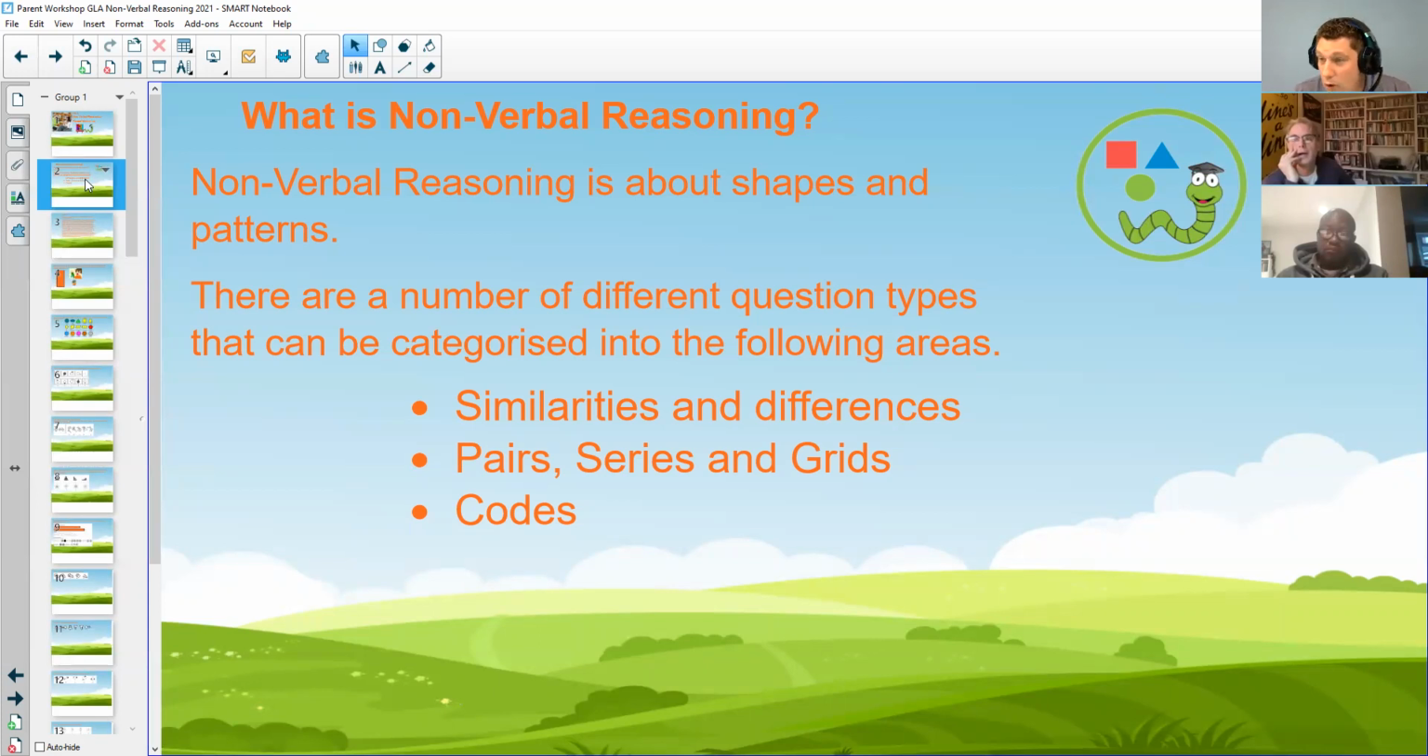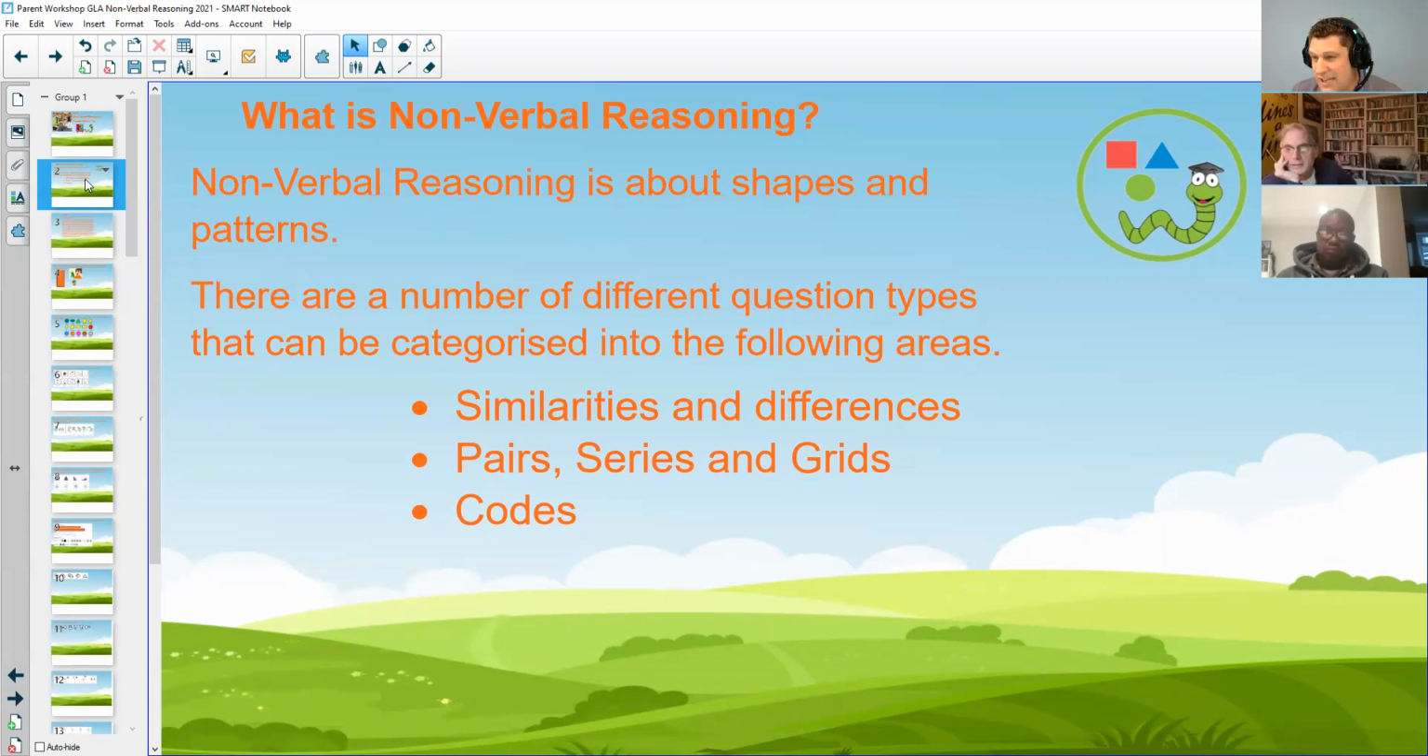Now, when I talk about non-verbal reasoning this afternoon, I really will be referring to question types that are flat on the page rather than spatial reasoning questions. And we will have an opportunity this afternoon to actually look at some spatial reasoning as well. But to start with, we are going to focus on non-verbal reasoning in terms of two-dimensional question types.